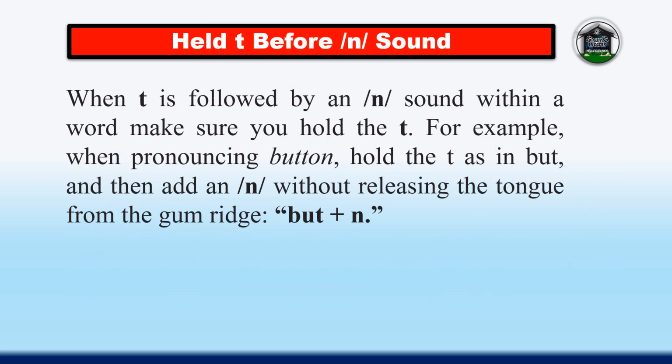Held T before an N sound. When the T is followed by an N sound within a word, make sure that you hold the T. For example, we don't say button, we say button. Hold the T as in but, and then add an N without releasing the tongue from the gum ridge. Button. Similarly, don't say written, say written. Don't say kitten, say kitten.